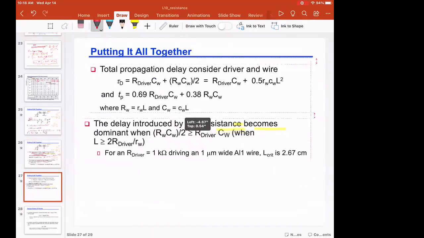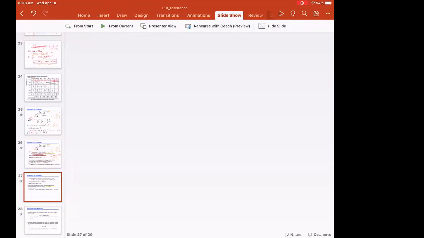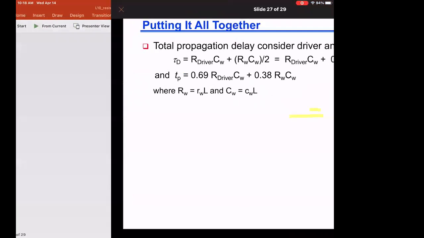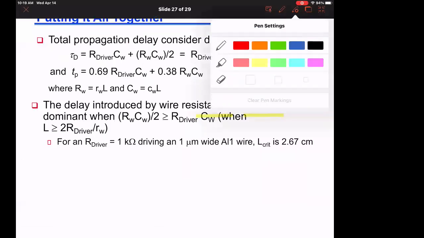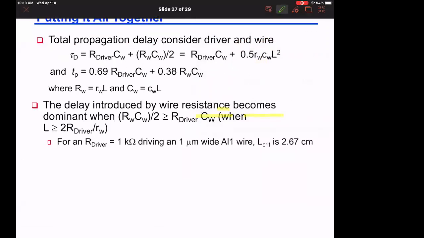Let us see how I can solve for this scenario. So I am being told that I have an R driver of 1 kilo ohm and it's driving a 1 micrometer wide aluminum one wire and L crit is 2.67 centimeters. Okay, and I am trying to find when the wire resistance is significant or not.